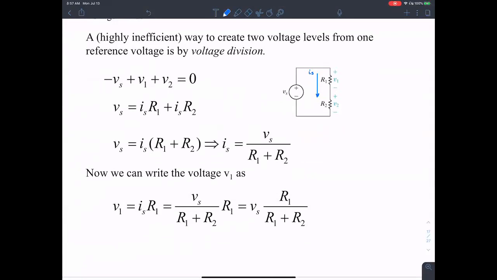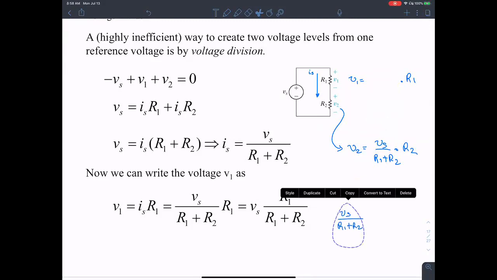So the voltage V1, you can show that V1 is actually Vs by R1 plus R2 times R1. Similarly, the voltage V2, you can show that V2 is Vs by R1 plus R2 times R2. Okay, and why is that the case? Well, it's not rocket science. Vs by R1 plus R2 is nothing but the current flowing in. What's the total current flowing in this series resistance? Well, the total current is the total voltage that I apply by the total equivalent resistance.